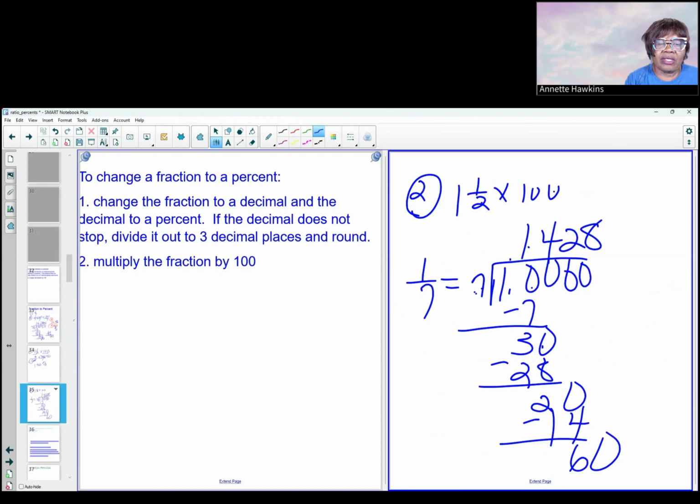We know how to change a decimal to a percent. We move the decimal 2 places to the right. So 14.28%. So you could use either method you want, multiply it by 100, or just change the fraction to a decimal and then change the decimal to a percent.